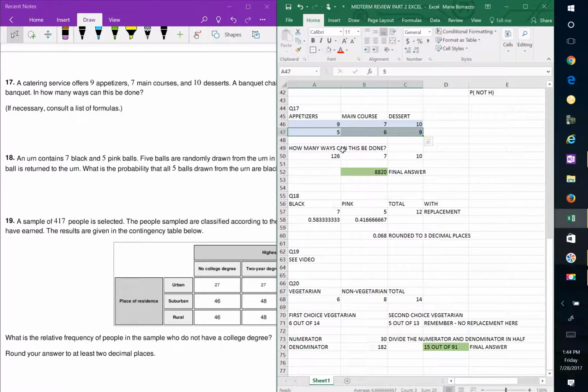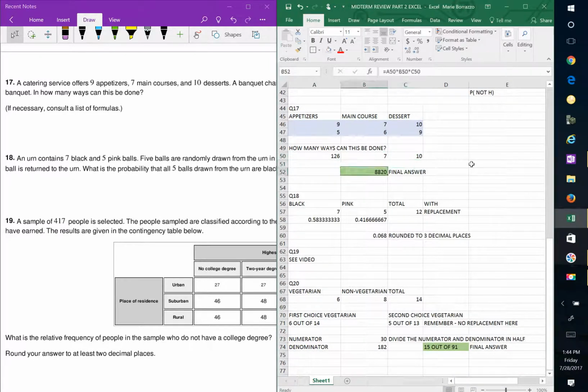The question reads, how many ways can this be done? This is where I set up the formula for you, and all you'll have to do is go ahead and change these numbers, and that'll change these numbers. So if you notice, this is formulated for you as a combination. How many ways can this be done? Order does not matter. Same thing here, same thing here.